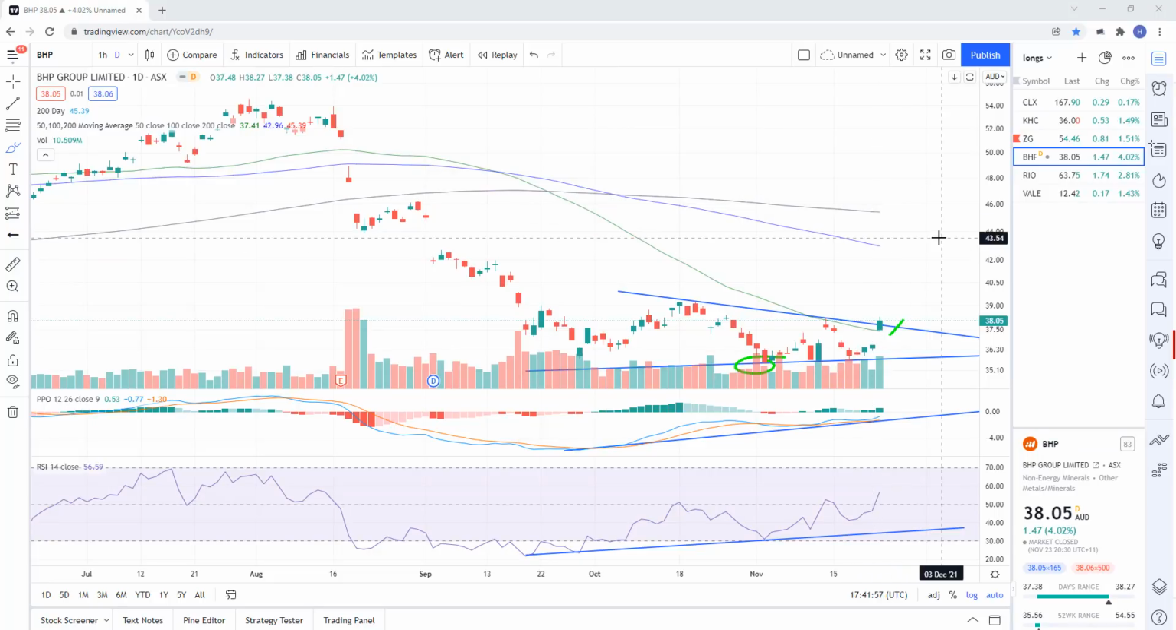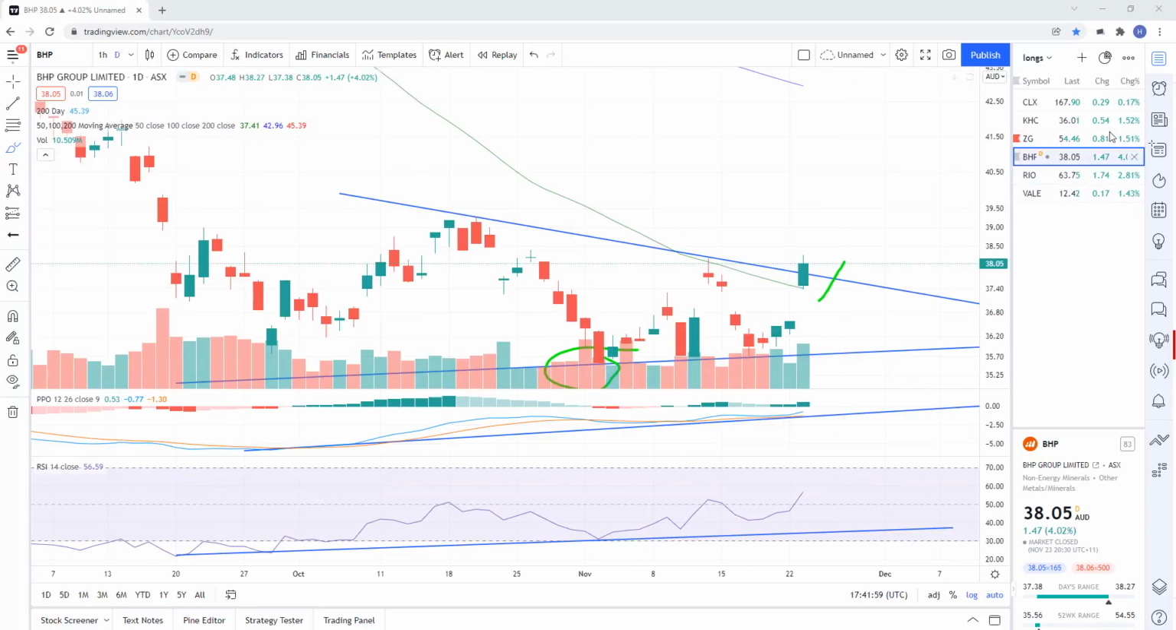Let's go through some of these long trades I pointed out. Here's BHP. These three that I talked about the other day are all rallying pretty nicely.